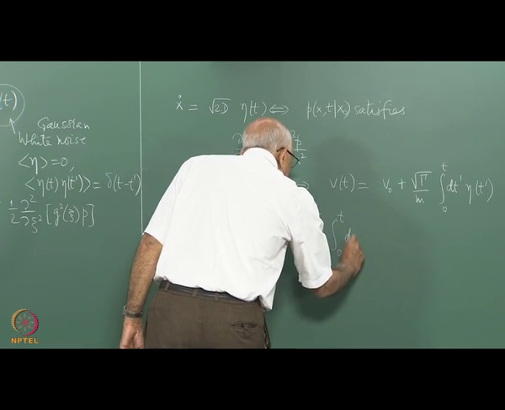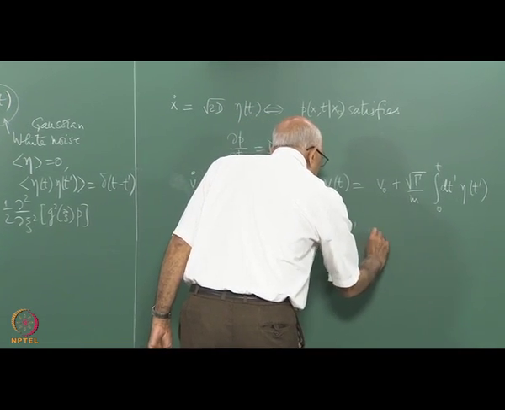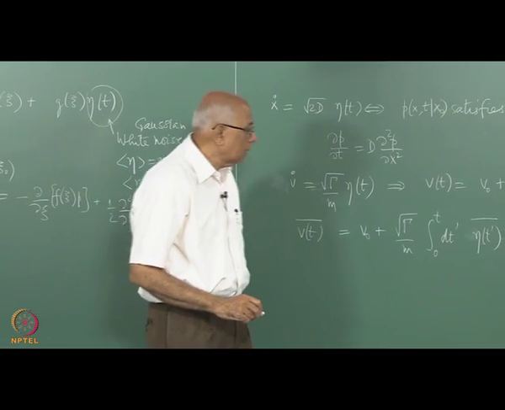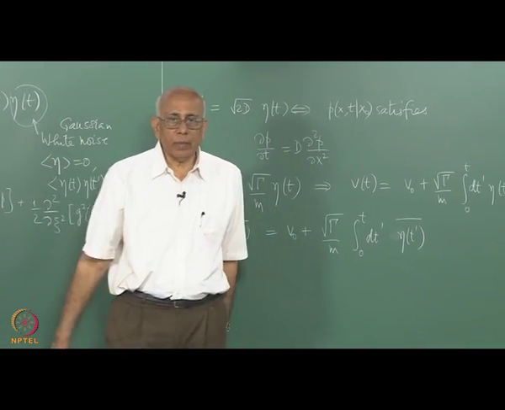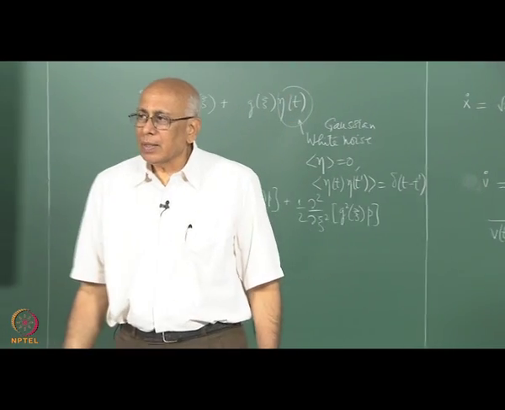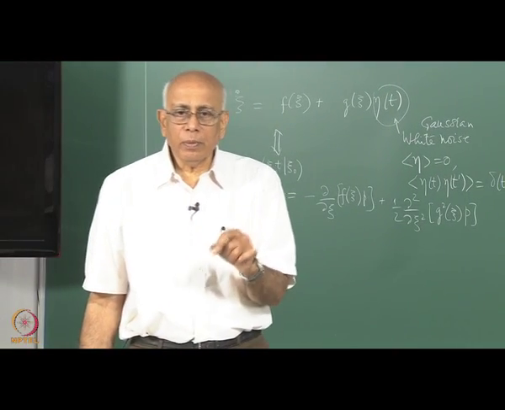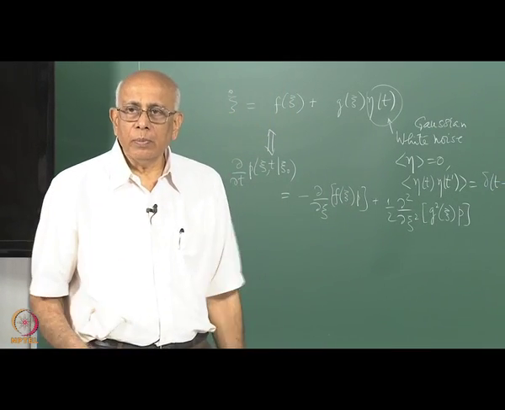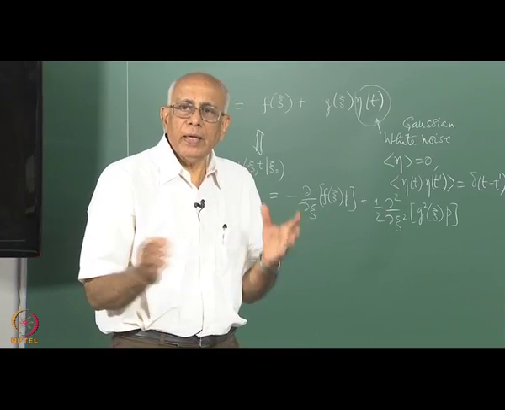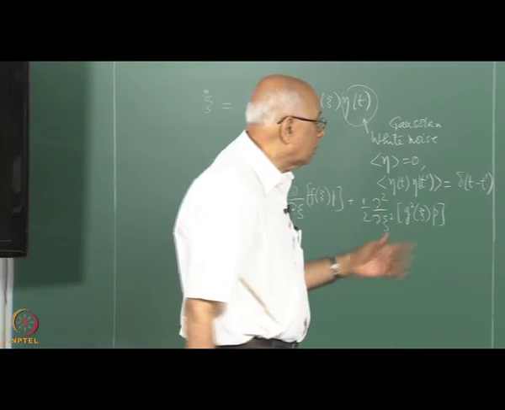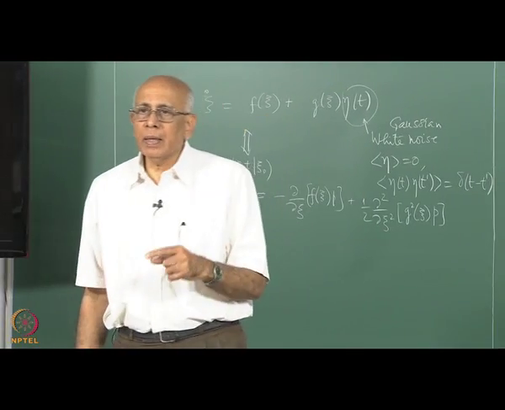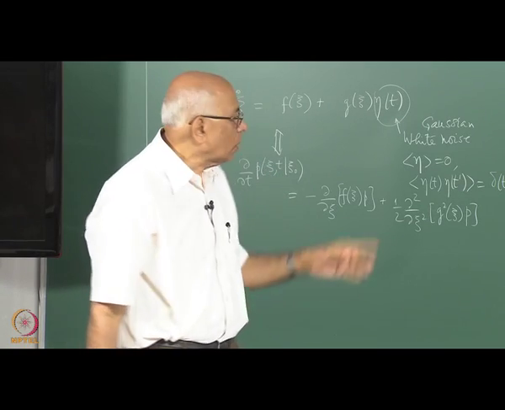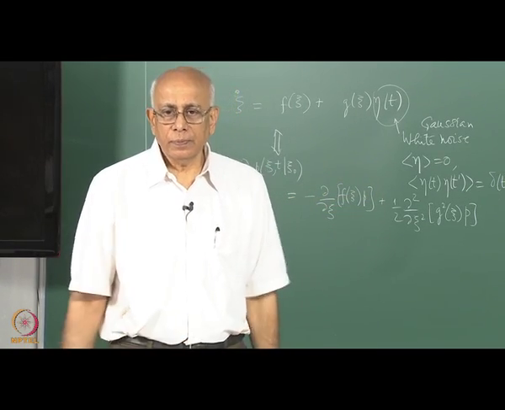integral 0 to t dt prime, eta of t prime, an average over all realizations of this eta of t prime. Now the physical assumption is that you are looking at one particle, with a small number of degrees of freedom, inside a huge collection of particles in thermal equilibrium, and the heat bath which is providing the fluctuations of the velocity of this particle is not going to be affected by what this particle does. So whether I fix the initial velocity of the particle or not is not going to affect the average value of the random force at all.